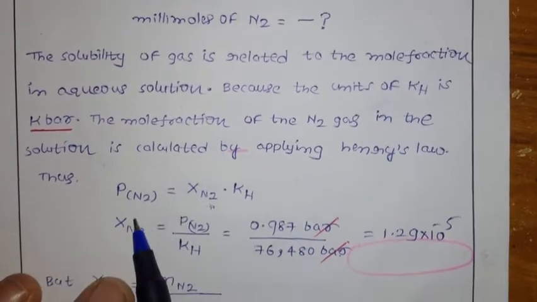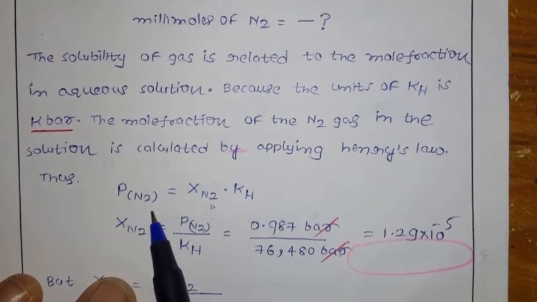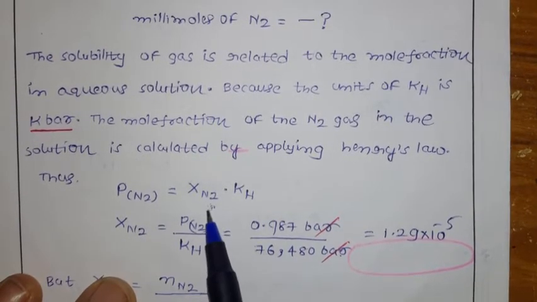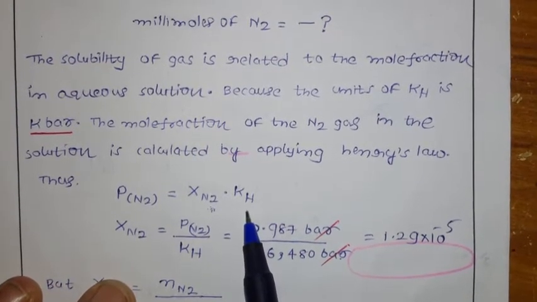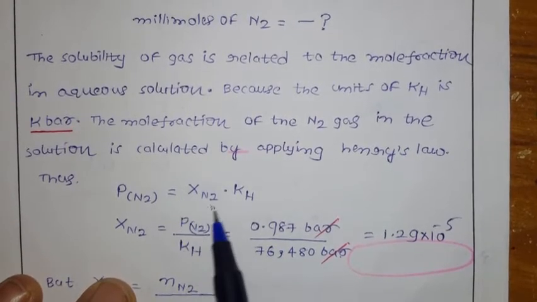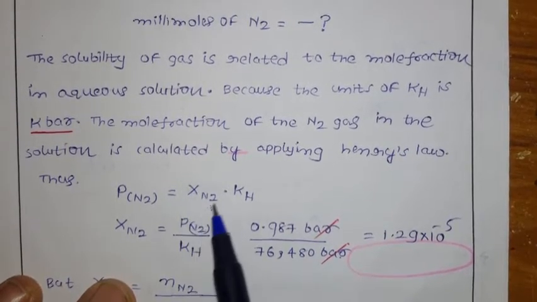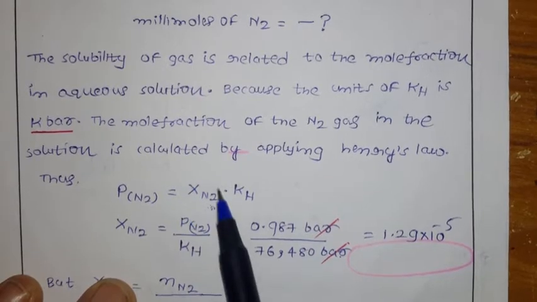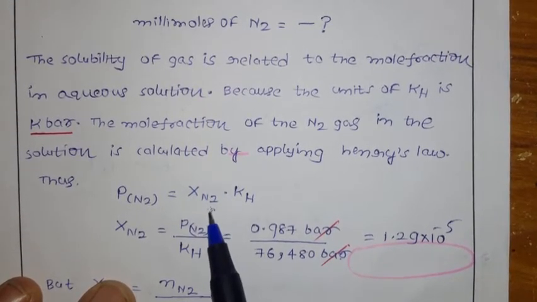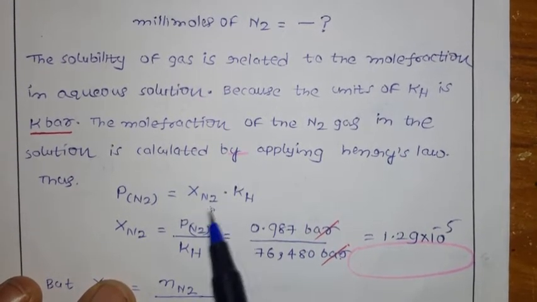Okay. So here we have the relation: partial pressure of nitrogen equals mole fraction of nitrogen times Henry's constant. Already we discussed that in this we are going to take only the mole fraction of solute, not the solvent. So solute for this case is what? Nitrogen.